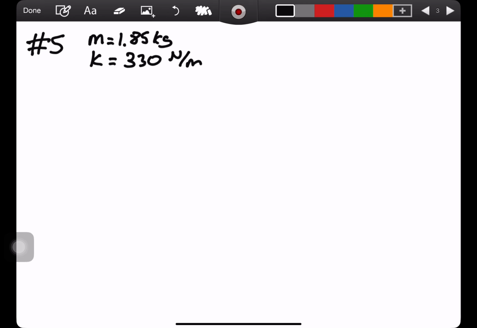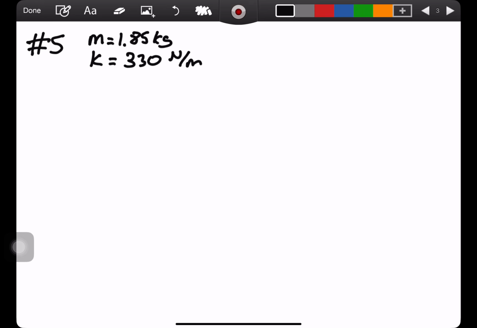Those units should make sense, because remember, Hooke's law is kx. So if you displace a spring, then the spring's going to push back with a force that's equal to the spring constant k multiplied by how much you displace the spring from its rest position.